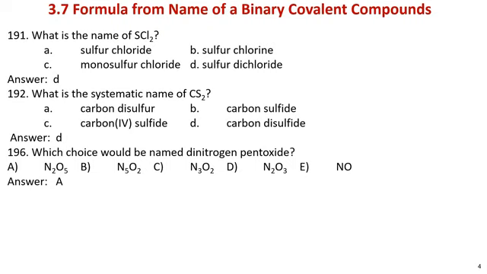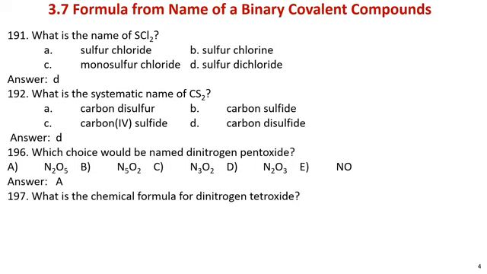What is the formula of dinitrogen tetroxide? N2O4, right? 2 nitrogens, 4 oxides, N2O4. N2O4 is C.